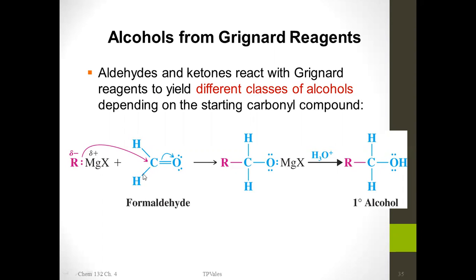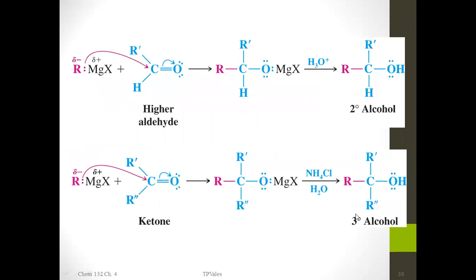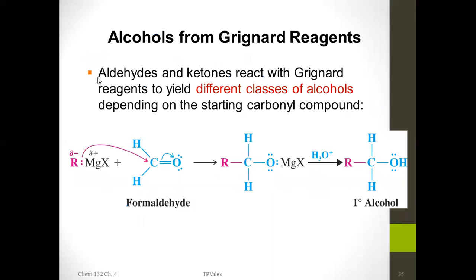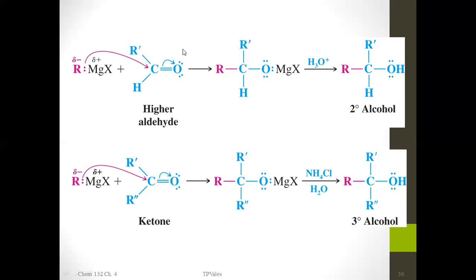But whether it's a 1-degree, 2-degree, or 3-degree alcohol depends on which carbonyl compound you use. If you are using an aldehyde, like formaldehyde, you get a 1-degree alcohol. If you are using a higher aldehyde, this one is a formaldehyde, you can get your 1-degree alcohol with one carbon atom more than your R. If you are using a ketone, or an aldehyde with a higher R prime, you can get a 2-degree alcohol.